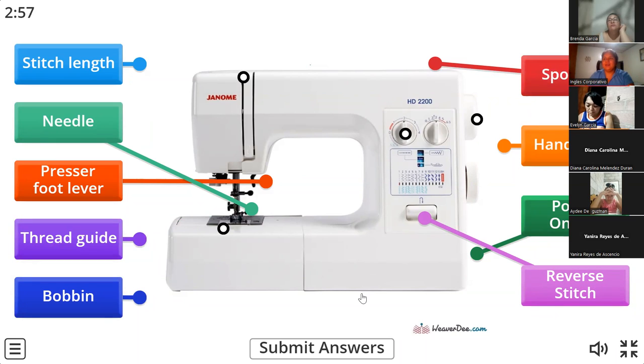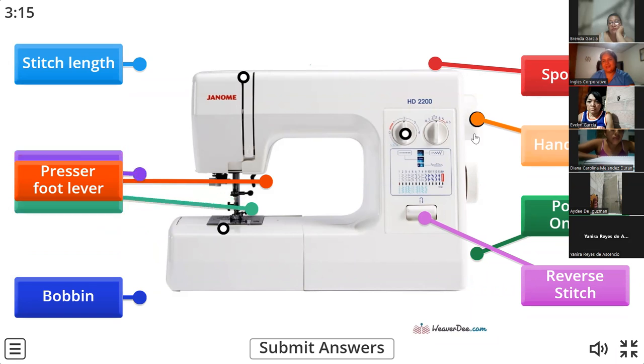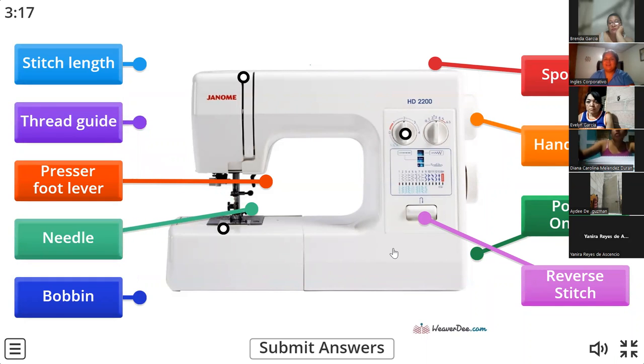Okay. Hand wheel. Wheel, sabemos que es una rueda. So, what is the hand wheel? Ah, está a la par. Here, right? Okay, very good. What is the bobbin? Abajo de la aguja. Okay, good job. That is the bobbin.